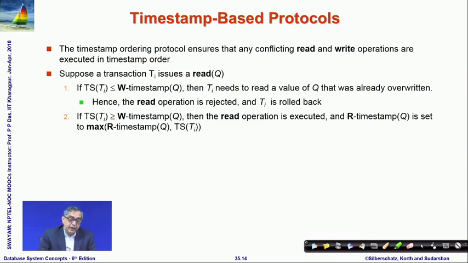If, in contrast, the timestamp of the transaction is greater than the latest write time W-timestamp(Q), then the read operation is executed, and since we are doing a read operation, this becomes the latest read operation, and therefore, the read timestamp R-timestamp(Q) is set to the maximum of the current read timestamp and the timestamp of the transaction.